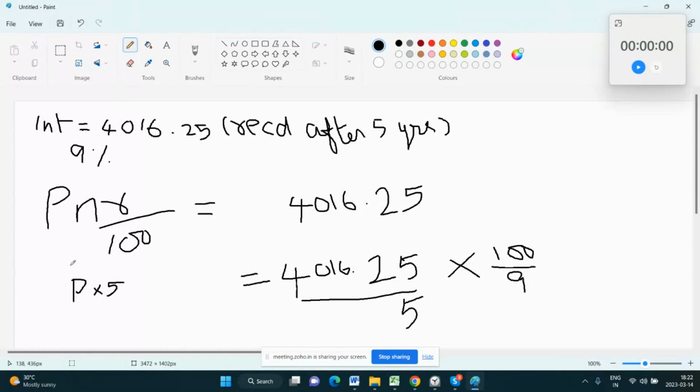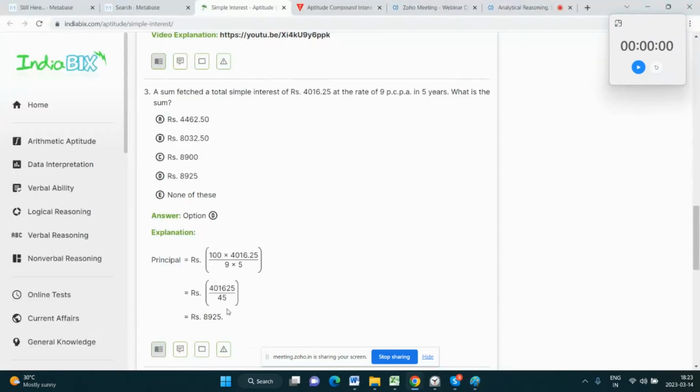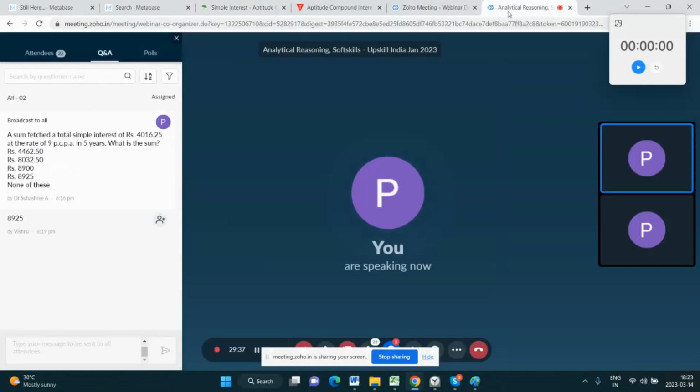So principal is equal to, if you solve this, you will get the principal. Any doubt? If you solve this, it will be 8,925. Any doubts? Very good, Vishnupriya.